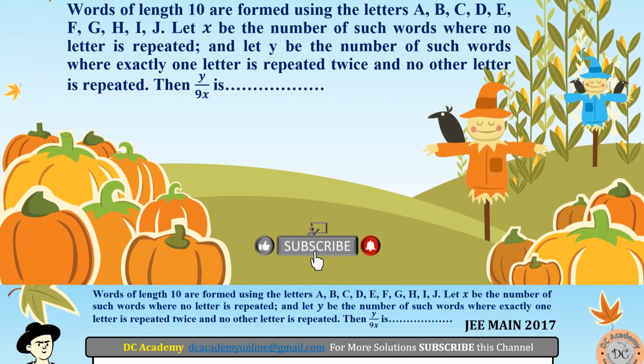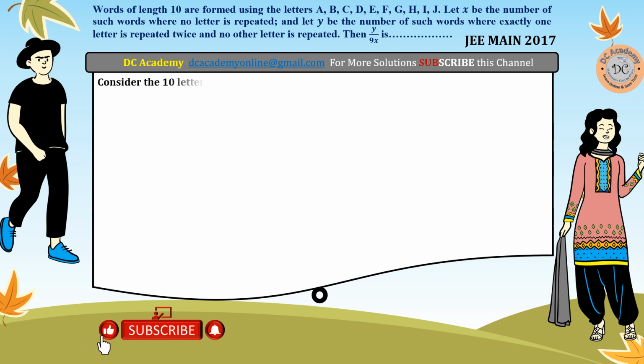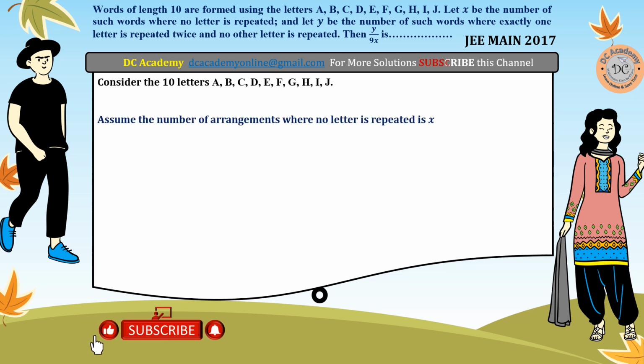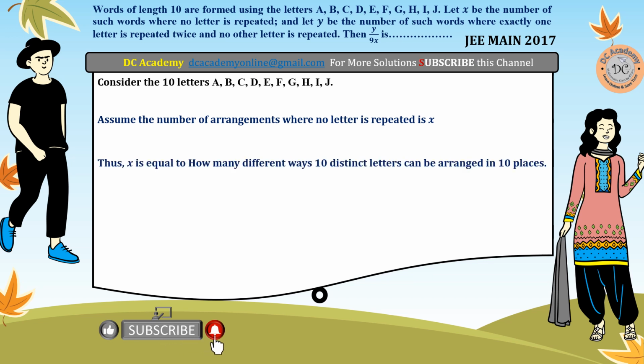Let's go ahead. So here we consider the 10 letters, and obviously all letters are distinct. Now we assume the arrangement where no letter is repeated, so therefore it will be X. We need to find the value of X. X is equal to how many different ways 10 different letters can be arranged in 10 different places. So it is simply given by factorial 10. That's why X is factorial 10, which is very straightforward.